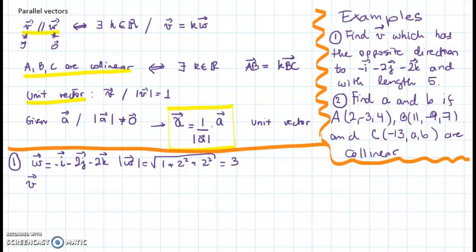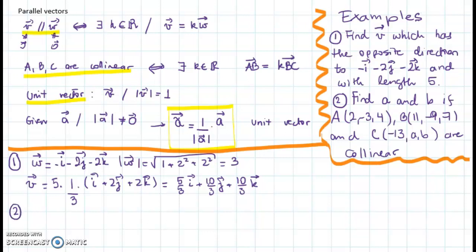The V we are trying to find has to have the opposite direction, so we are going to have to consider minus W, so i plus 2 times j plus 2 times k. Then if we multiply by 1 over 3, we will be making a new vector that has the direction opposite to the original one, and it's a unit vector at the same time because I divided by the length. But I don't want a unit vector, I want a vector with length 5, so let's multiply that by 5. And that's the vector we are looking for. We can also write it as 5 over 3 times i plus 10 over 3 times j plus 10 over 3 times k. A vector with length 5 and opposite direction to the given vector.